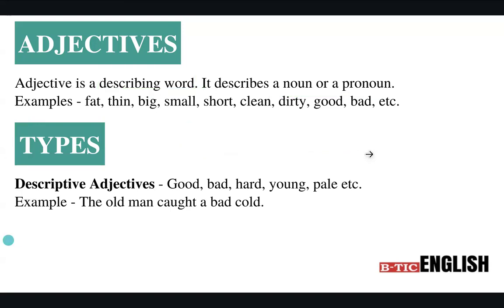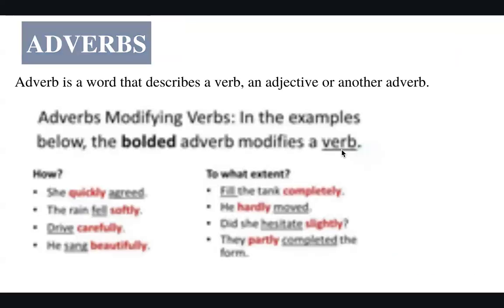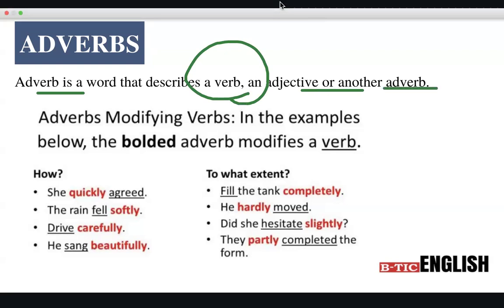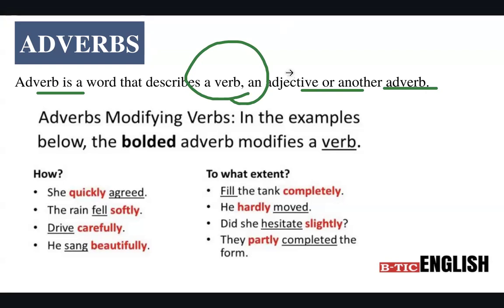Now let's look into adverbs. Adjectives describe a noun or a pronoun. What does an adverb do? An adverb describes a verb or an adjective or another adverb. So in a nutshell, remember, adjectives describe nouns and adverbs describe verbs. Is it clear?